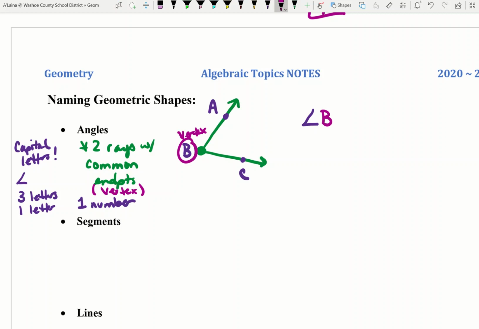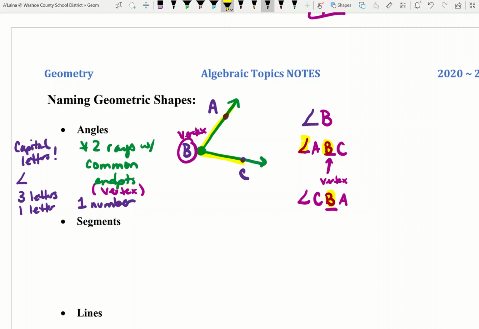Another way is to use the other two, to use 3 total letters and make sure that B is in the middle since it's the vertex. So I could call this angle ABC. Please notice I still have the angle symbol. Or I could call this angle CBA. But each time, that vertex is listed in the middle. So you want to start on an end, go to the middle, and then go out to the other end. It's one way to think about this.